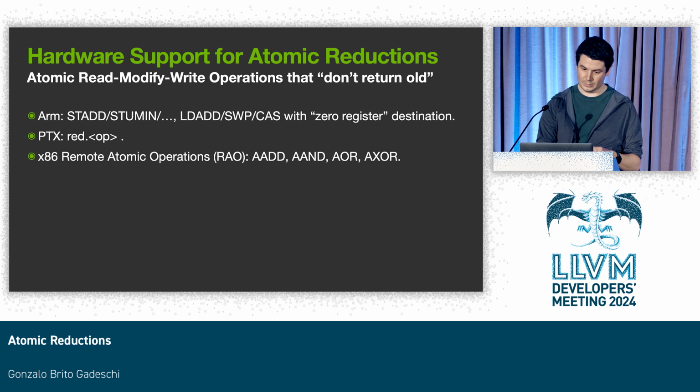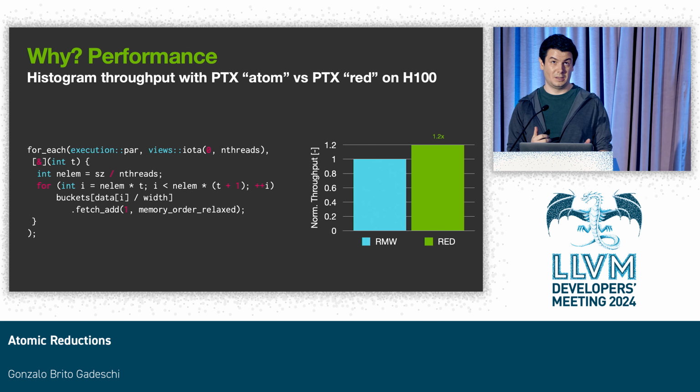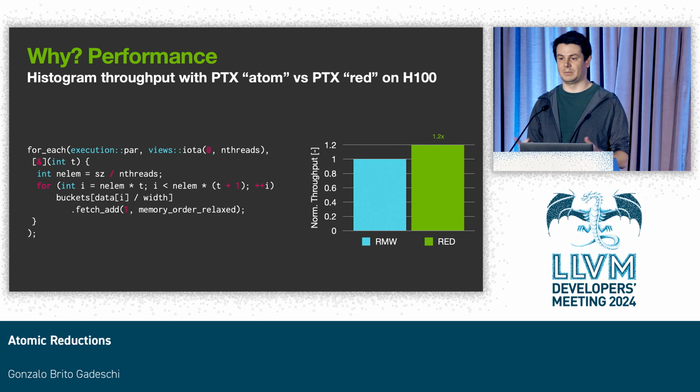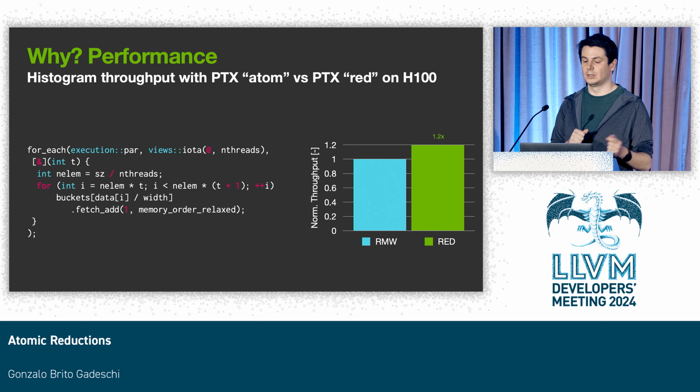When we look at the parallel histogram construction workload, for example, and we compile it to use either the PTX atom instruction that performs a read-modify-write that loads the old value, or the PTX red instruction that does not, on an H100, we observe a 1.2x end-to-end throughput improvement. So the reason we want these instructions is because they give us better performance in workloads in which the old value is not needed.